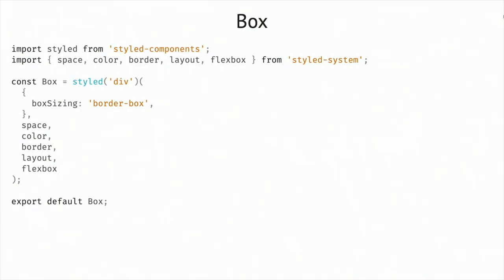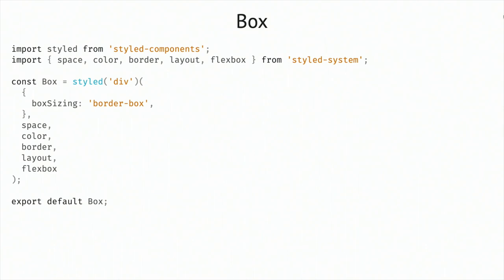The first one is the Box component. Box is the most basic layout primitive where you control styles with props. Styled System exports functions to create props for groups of properties, not components. For example, space creates props for controlling white space, for padding and margins. Props like p for padding, ml for margin left, and so on. Color has props for changing text and background color, border has props for changing border, border radius, and so on. Layout has width, height and so on, and there are position properties, and flexbox has all flexbox properties.